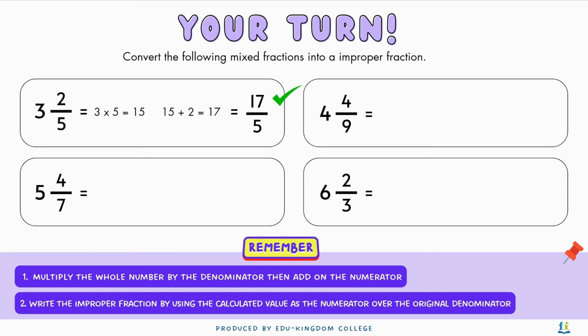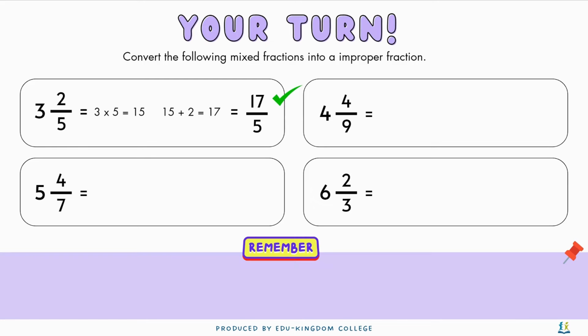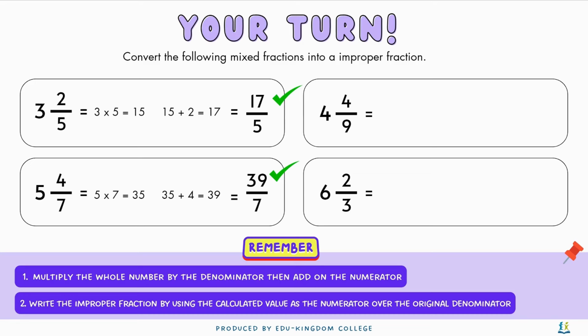Next one here, 5 and 4 over 7. 5 times 7 gives 35. 35 plus 4 gives 39, and 39 over 7 is going to be the answer. Then 4 and 4 over 9. 4 times 9 gives 36. 36 plus 4 gives 40, so the answer is going to be 40 over 9 with the denominator remaining the same.